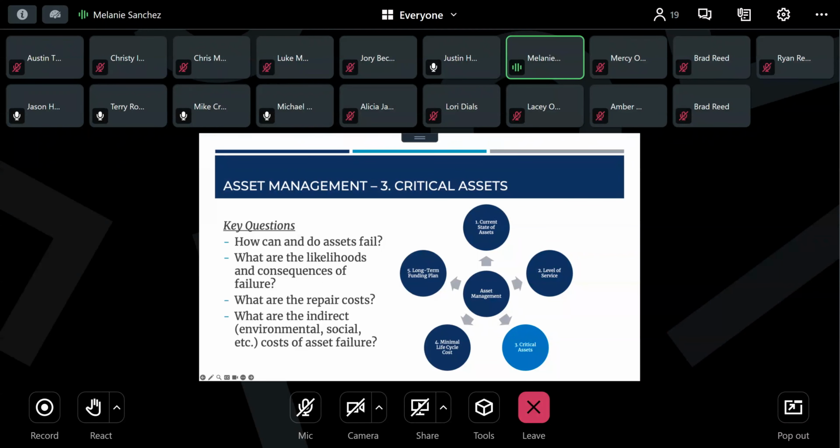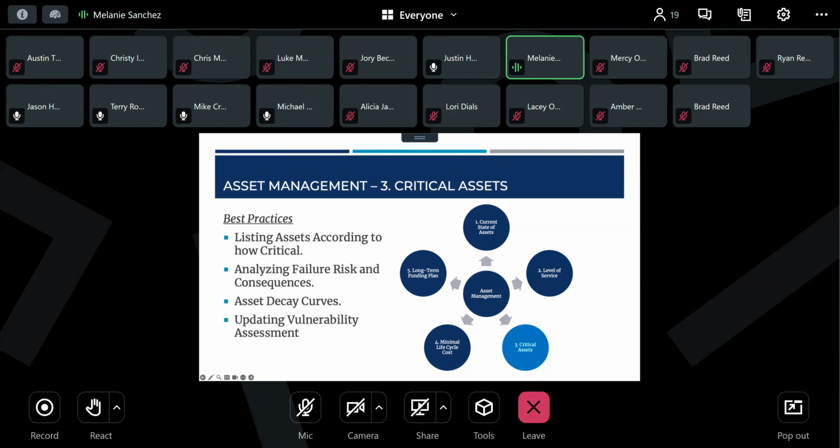Questions you can ask yourself are, how can and do our assets fail? What are the specific ways that our assets can fail? What's the likelihood of our assets failing? What are the consequences if they do fail, and what are the associated costs, not just the repair cost, but also social, environmental, and other related expenses?